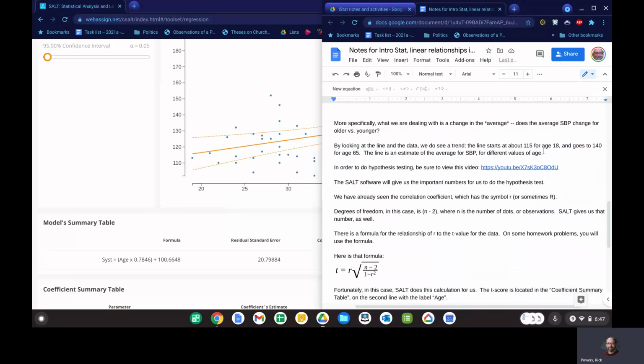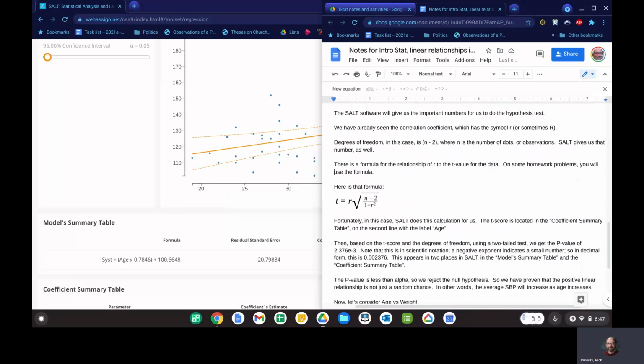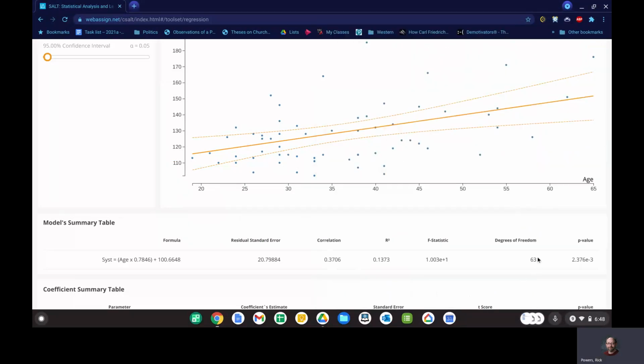The SALT software will give us the important numbers for us to do the hypothesis test. We've already seen the correlation coefficient. That has the symbol R, small r, or sometimes capital R. Degrees of freedom, in this case, is n minus 2, where n is the number of dots or observations. SALT gives us that number as well. We see degrees of freedom here, 63.